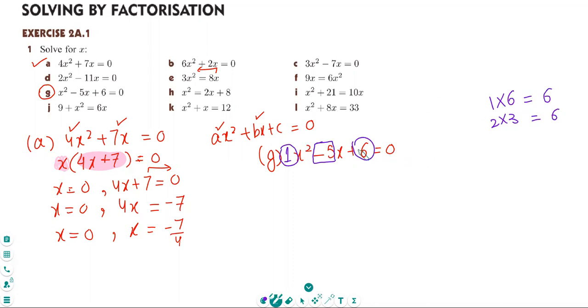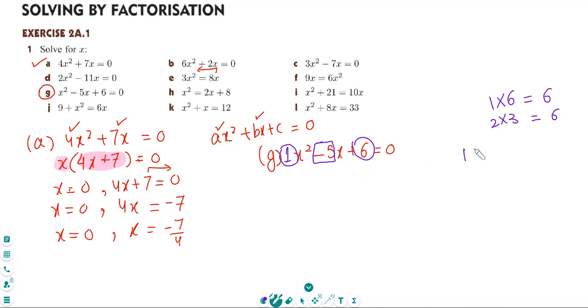Okay, another thing you should note is that the quadratic equation must be in descending order. I mean, the first term should be the x squared term, then the x term, and then the constant, right? Before doing the factorization. Okay, so 1 times 6 is 6 and 2 times 3 is 6. Now we have to add and subtract, and let's see how to get 5.